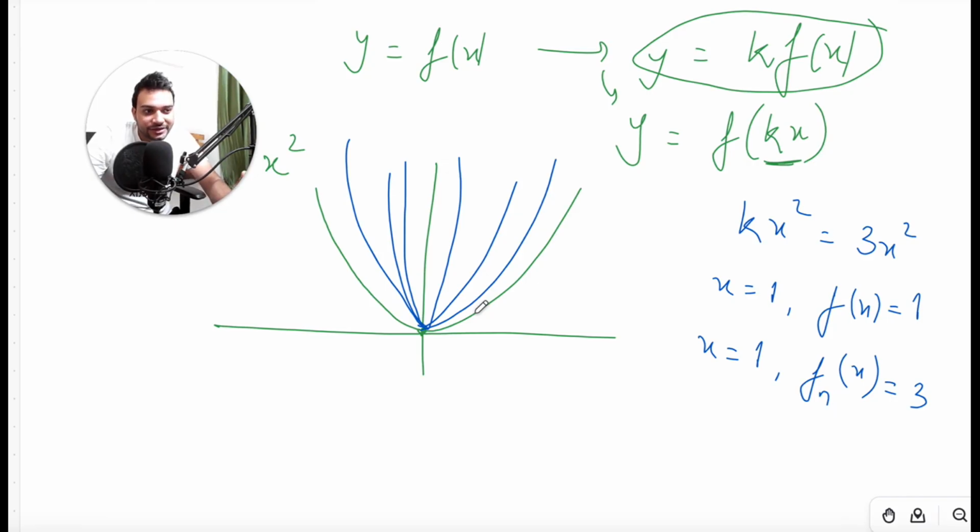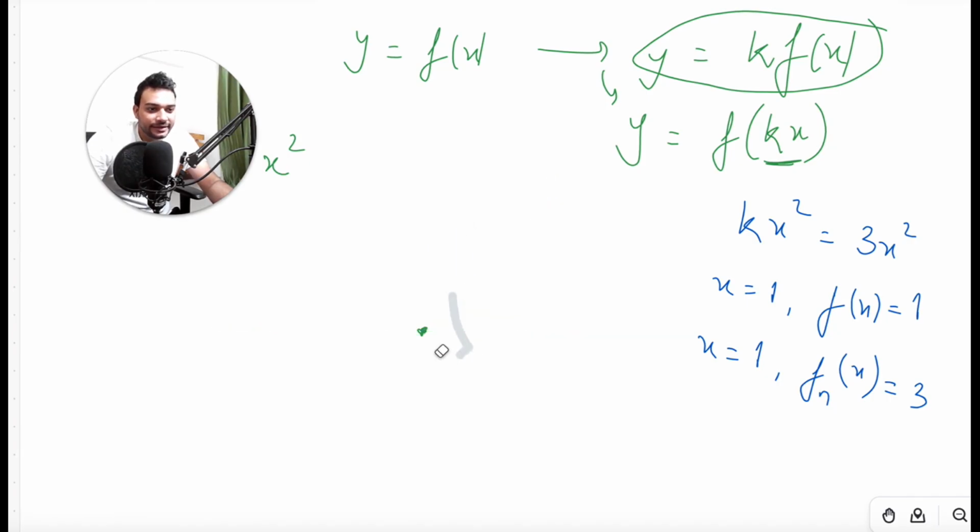So this is basically a vertical shrinking, you can say. It's scaling, but in turn it gives you a shrinking. Higher values of y come at lower values of x. This is the first transformation, you can call it vertical shrinking. So we did y is equal to k times f of x. The whole function was scaled.